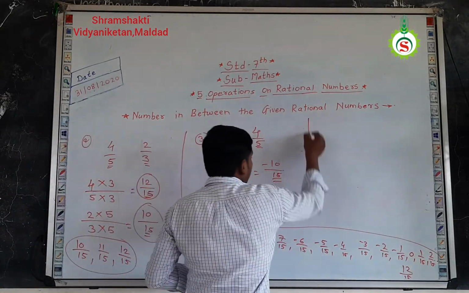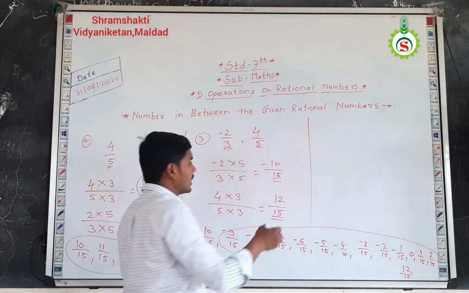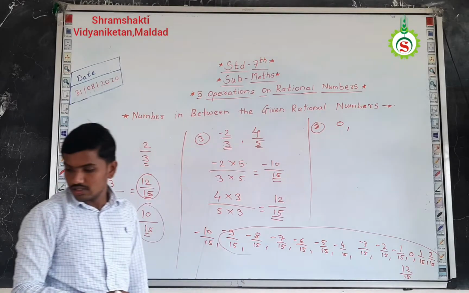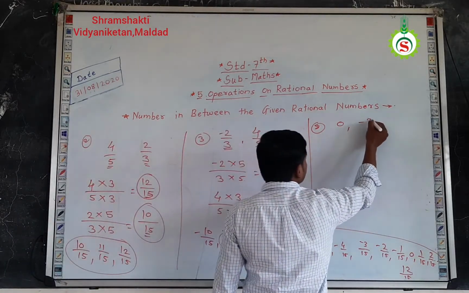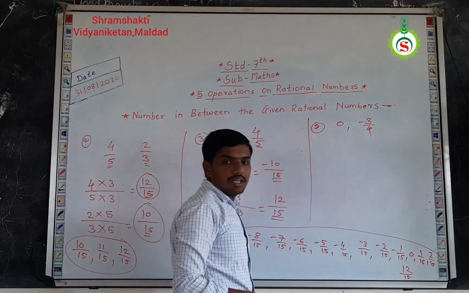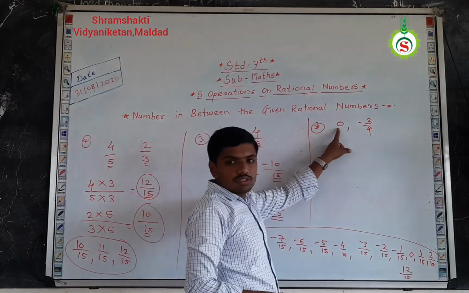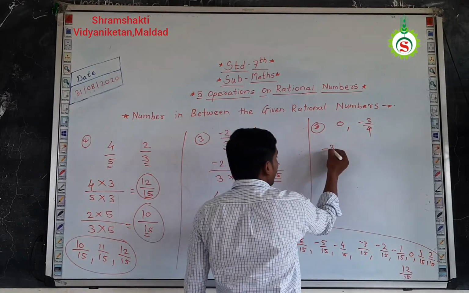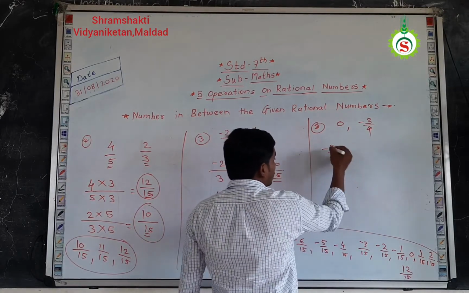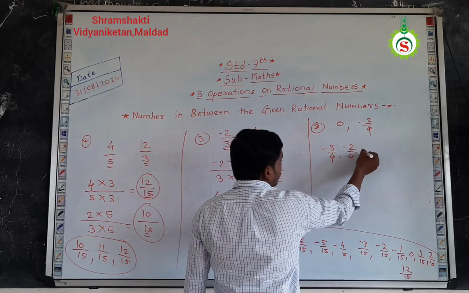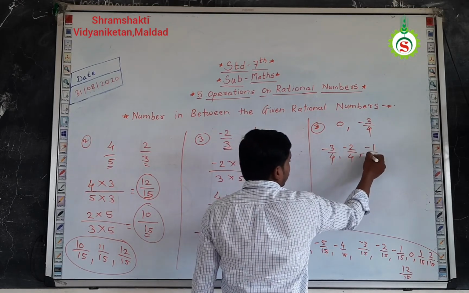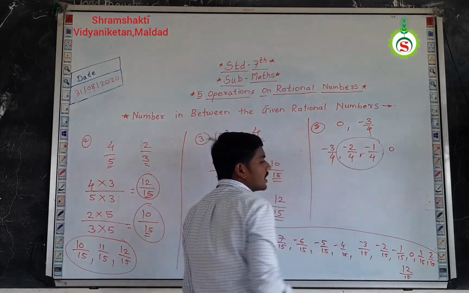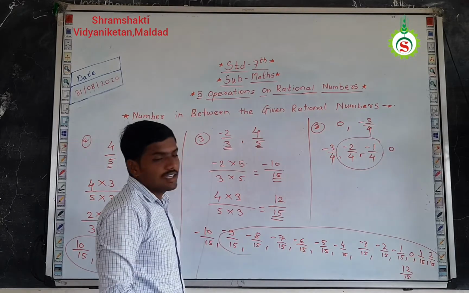Now one more example, that is the last example, 0 and minus 3 by 4. Now that minus 3 by 4 and 0. That means I have to start from the minus 3 by 4. After minus 3 by 4, minus 2 by 4. Then minus 1 by 4. And after the minus 1 by 4, there will be the 0. That are the two numbers in between the given rational numbers.